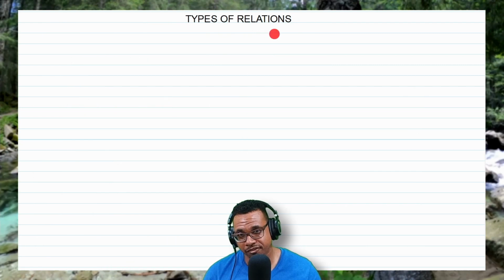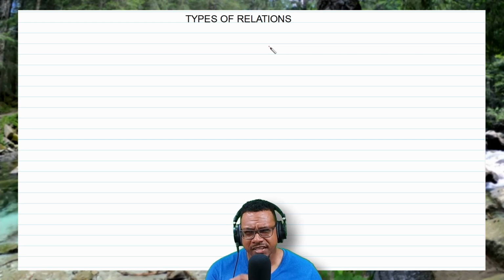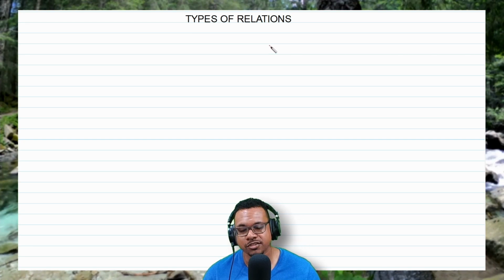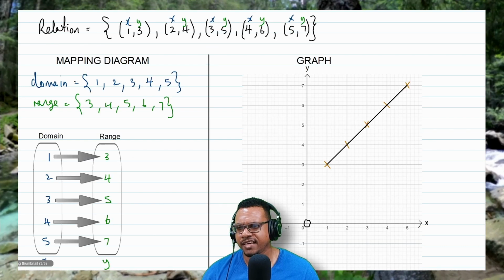So now we're going to look at types of relations. And as I mentioned with the mapping diagram, the arrow always points from domain to range. So the way we name the types of relations is going to follow the same pattern, domain to range. So the first type we're going to have is a one-to-one relation. And that's going to look just like this here. This is a one-to-one relation.